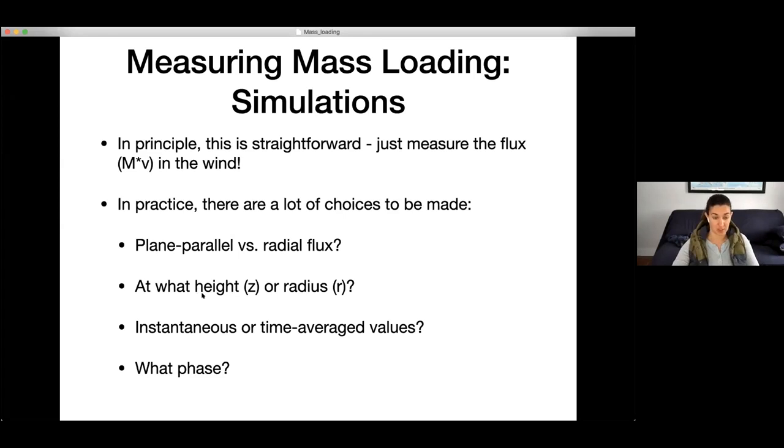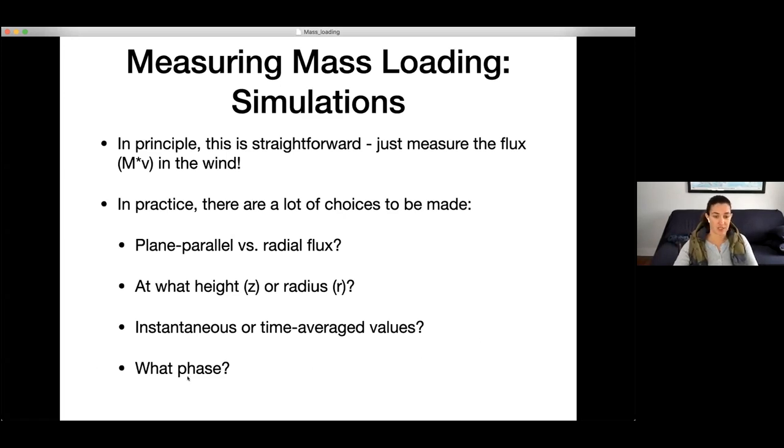Once you've made that decision, you have to decide where to measure, at what height or radius you are going to measure this flux. You also have to decide if you're going to measure the instantaneous rate or the time averaged values. Yeah, frustum, exactly. Maybe a frustum is the right shape for you. The instantaneous or time averaged I'll touch on a little bit again later, but this is a really important one because I think often the time averaged value gives you more insight into the physics, but the instantaneous value is what observations measure. So again, worth thinking about when you're going to compare.